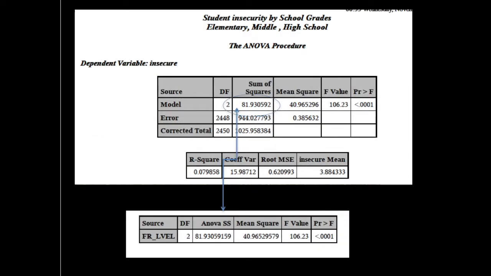Now, in this case, we only have one variable, which is the level of school they're at, if it's middle school, elementary, or high school. So you could see that the model sum of squares is equal to the sum of squares explained by this particular variable. Now, if we'd had 3 or 4 variables, that wouldn't necessarily be the case. But here we only have one variable, level of school, and that's the variable explaining the explained variance in the model.